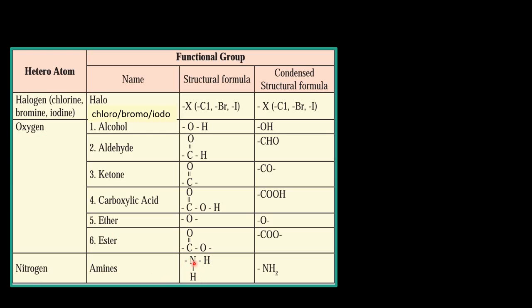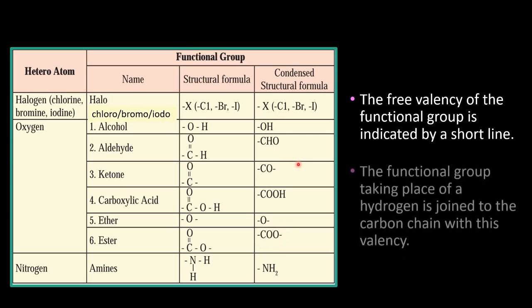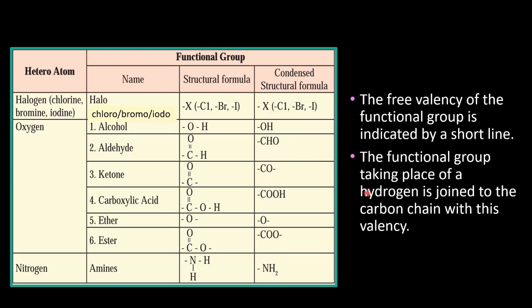where you can see nitrogen with two hydrogen, that is NH2. If you see the free valency of the functional groups, that is the valency which is free with each functional group, it is indicated by a short line. You can see some are having only one short line and some are having two. Depending upon the free valency, the short lines are indicated, and the functional group taking the place of hydrogen is joined with the hydrocarbon with this valency only. We will see this with examples, and I think you can understand better. We will see one by one.